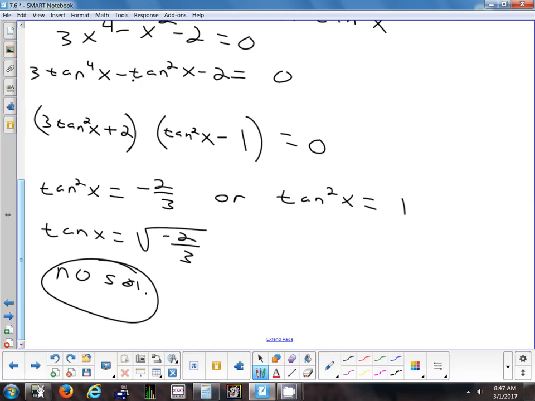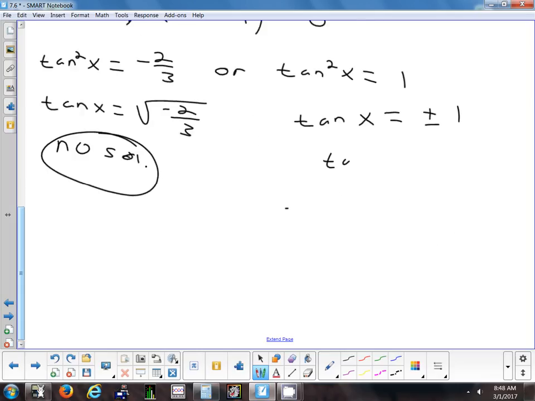Okay. What would be my first step here? Square root. So what would tangent x equal? The square root of 1, which is plus or minus 1. If we forget that, then we're going to lose half of our answers. So the square root of 1 is plus 1 or minus 1. So now we really have two problems here. I need to solve this one, and I need to solve that one.